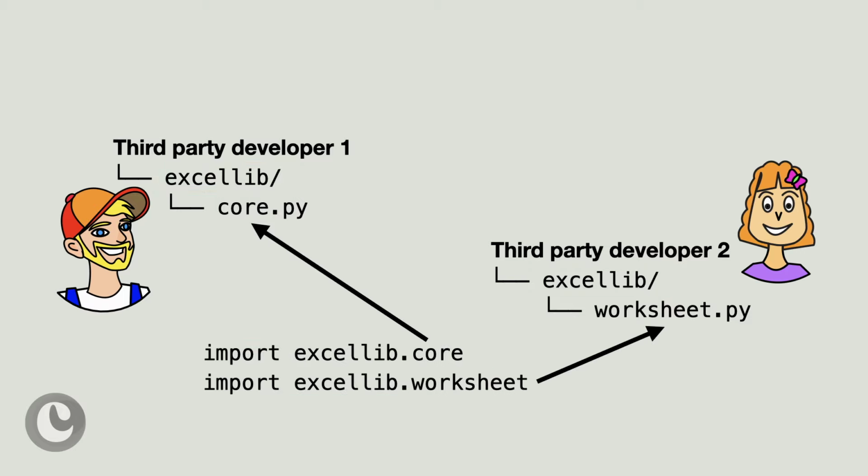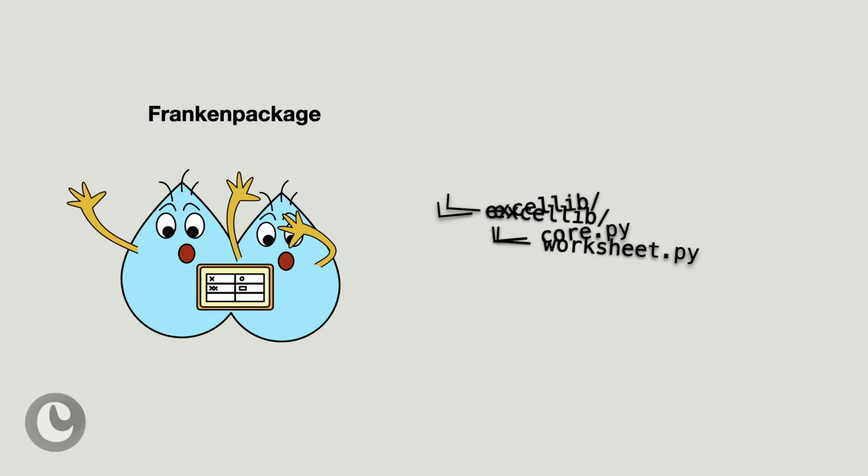What happens when you import core and worksheet? Yep, a single namespace package called XLlib is returned with modules core.py and worksheet.py. That is a Franken package. You probably want to avoid this.